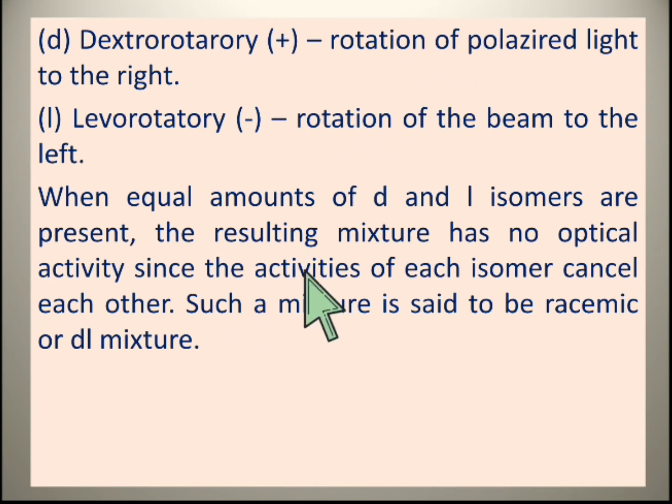Okay, such a mixture where equal amounts of dextrorotatory and levorotatory isomers are present is said to be a racemic mixture or DL mixture. D for dextrorotatory and L for levorotatory, and thus a compound might be designated as plus or with a minus sign for levorotatory and a positive sign for dextrorotatory compound or isomer.